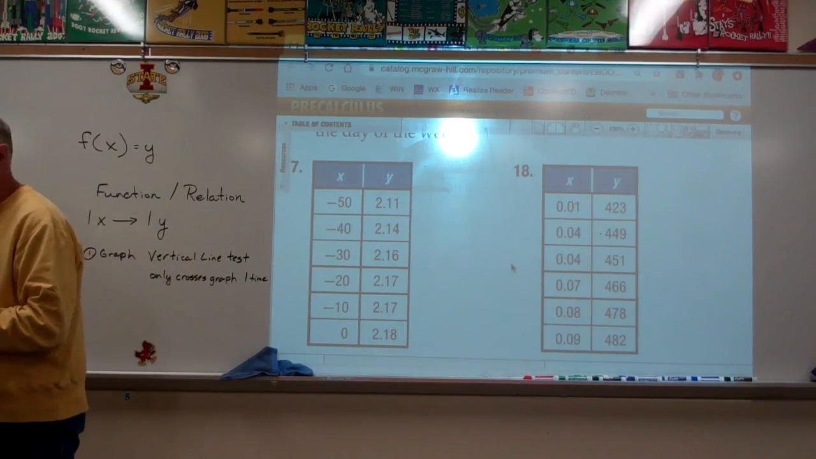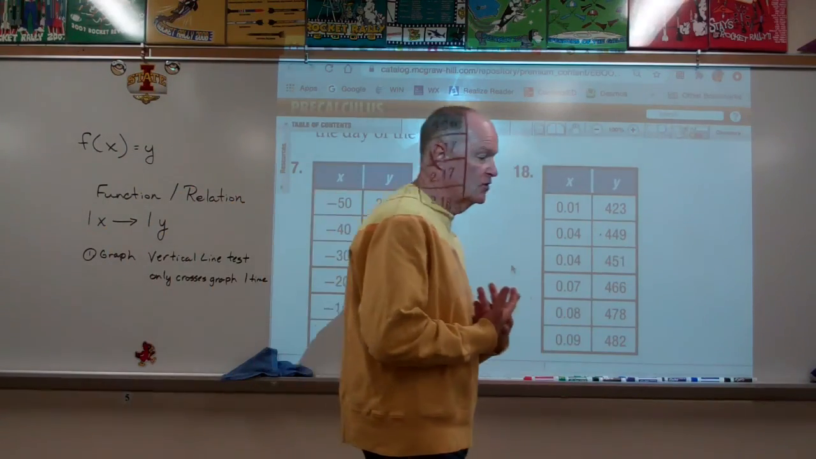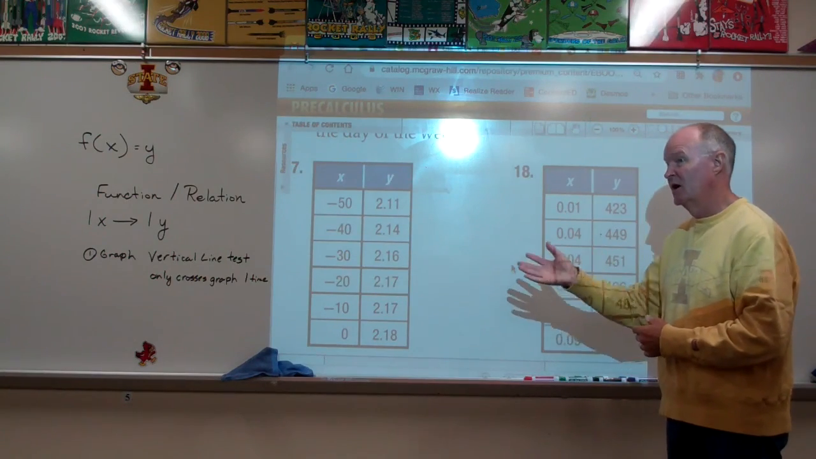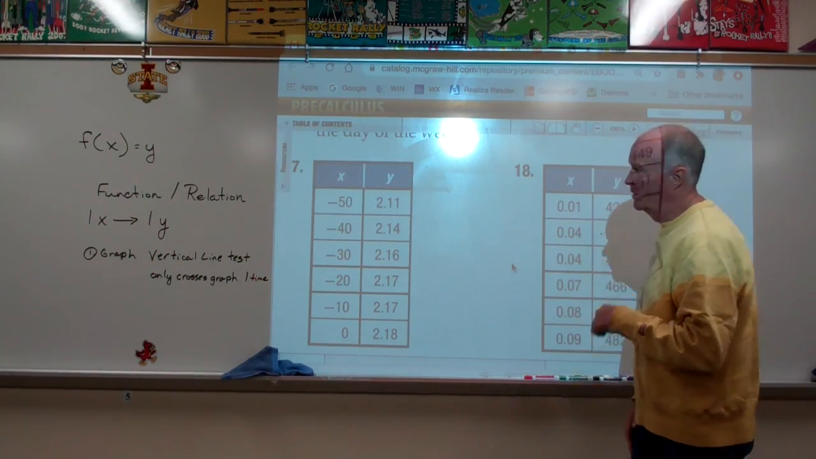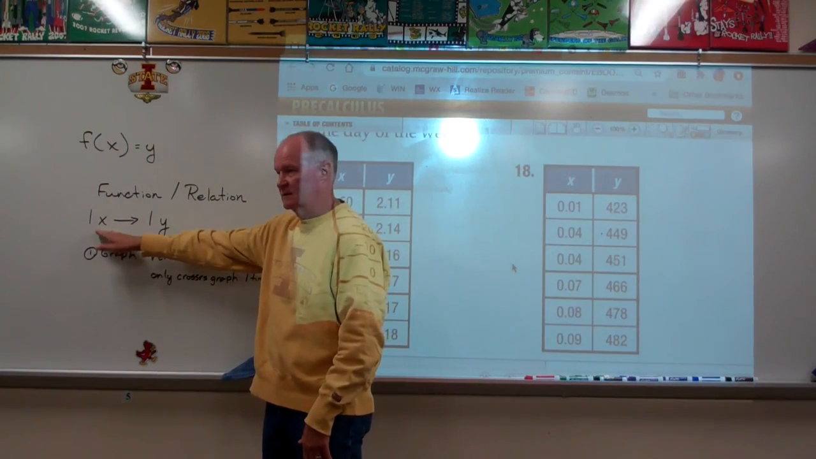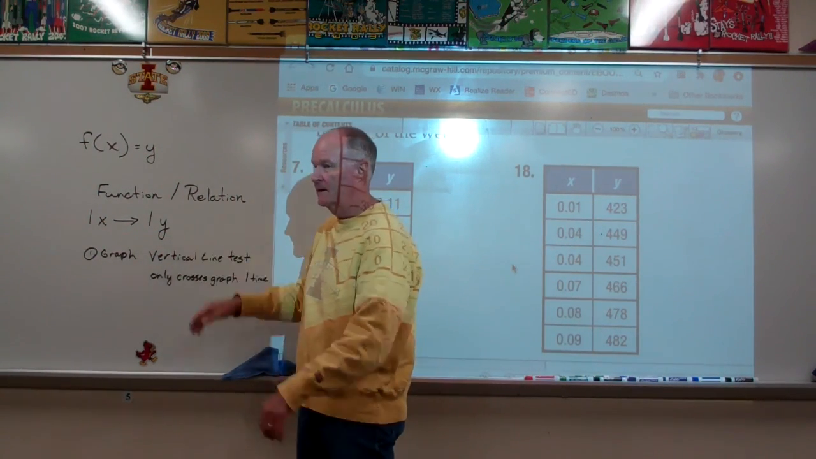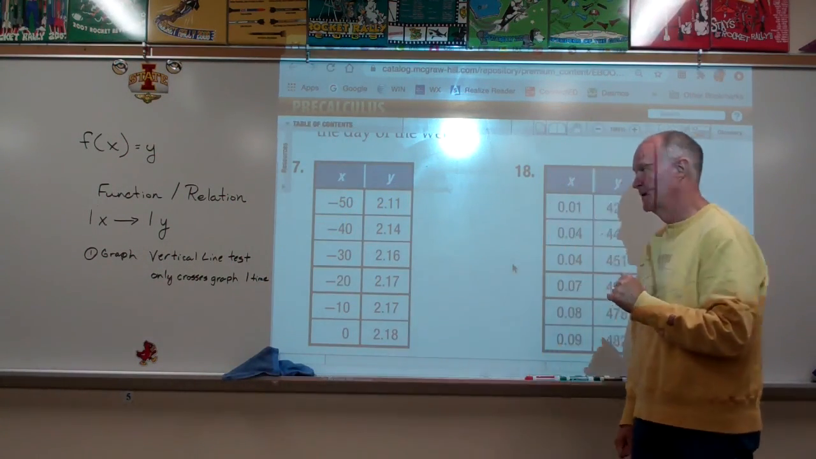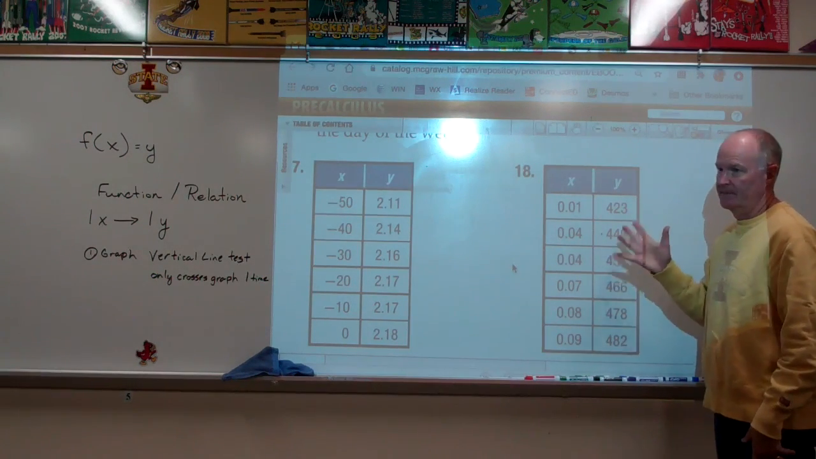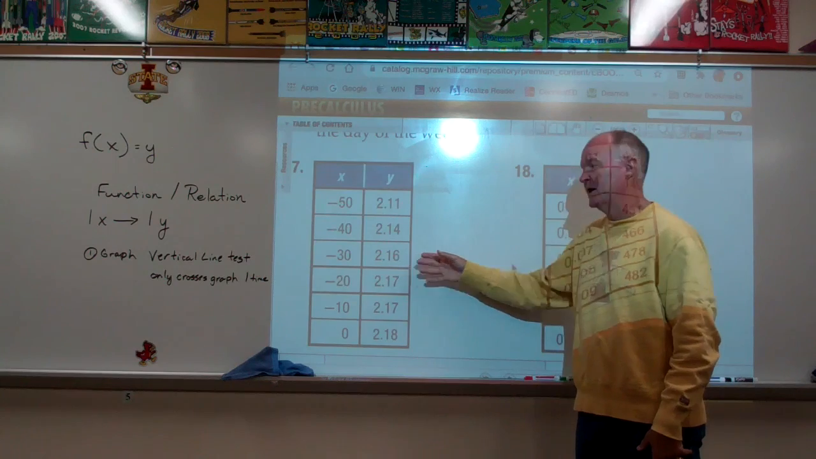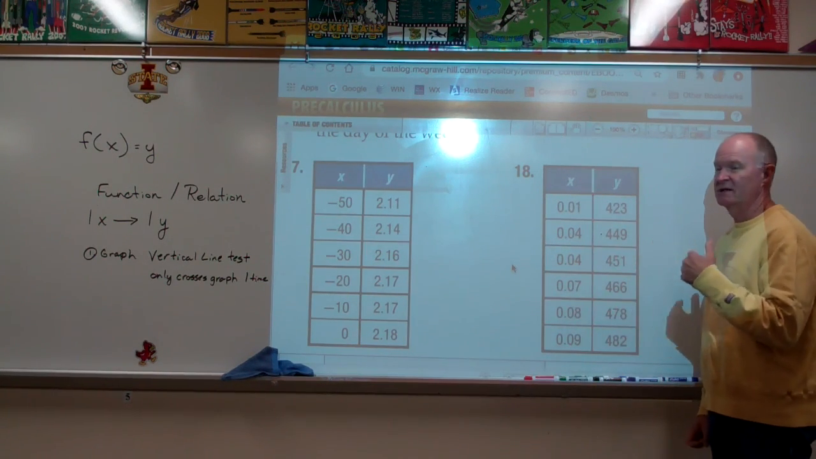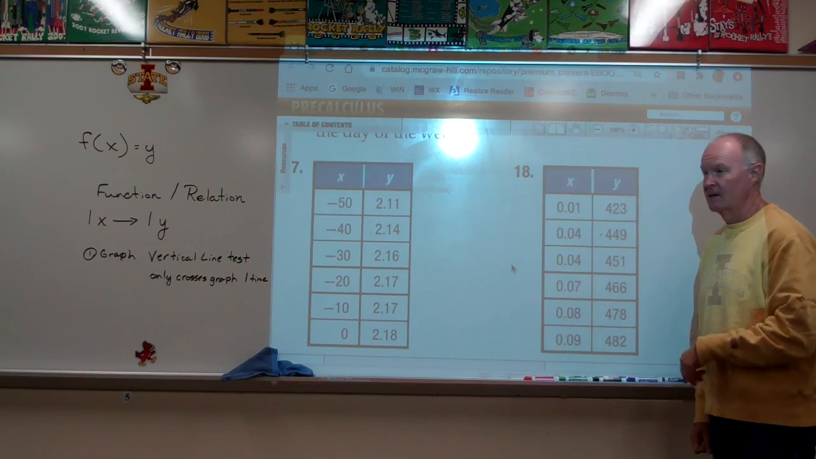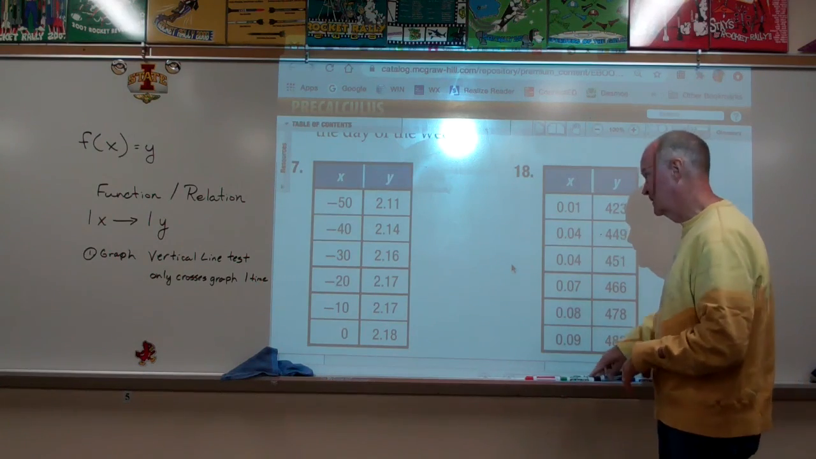When the data is not displayed in a graph, we can still try and figure out whether it's a function or not. Remember, 1 x has to go to 1 y. If you have an x value that goes to two different y values, that's going to make it not a function. So you're going to see charts of data every once in a while, and you're going to have to decide, is this chart of data a function? Yes or no.